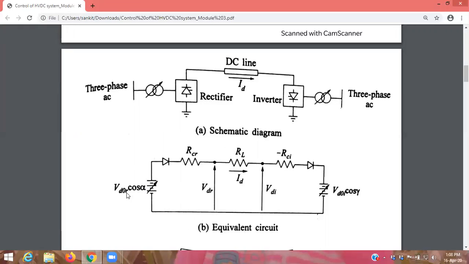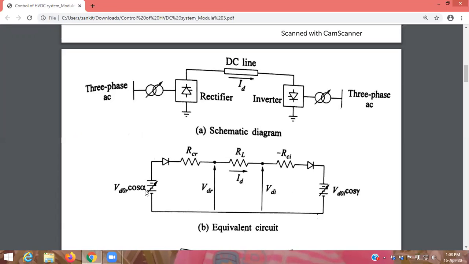And if the tap changing is fixed, this voltage will not change. So one process of varying this VDR is to vary this alpha while keeping this VD0R constant. Similarly, here also one option of varying this VDI is to keep this VD0I constant, meaning the tap changing of the transformer in this terminal constant, by varying this gamma. This is for the inverter case.